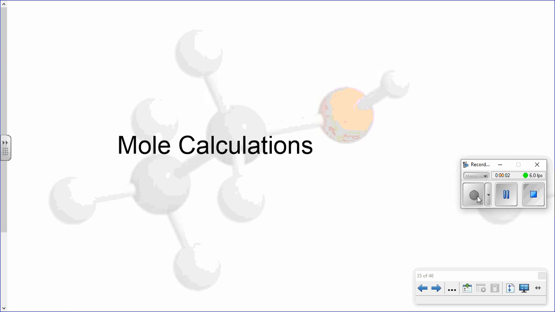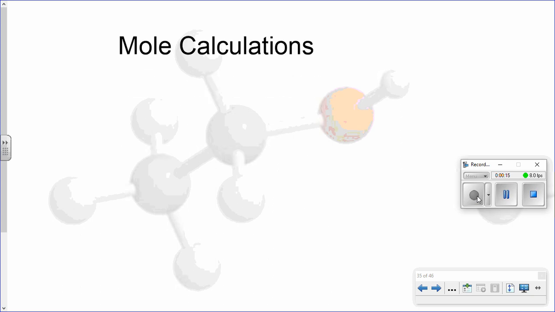Hello everyone. Big video here on mole calculations. It might be a little bit longer than normal, but I want to go over several of the mole calculations so you know what I'm talking about here. If you remember mole calculations, there are actually two equalities we have to turn into conversion factors.